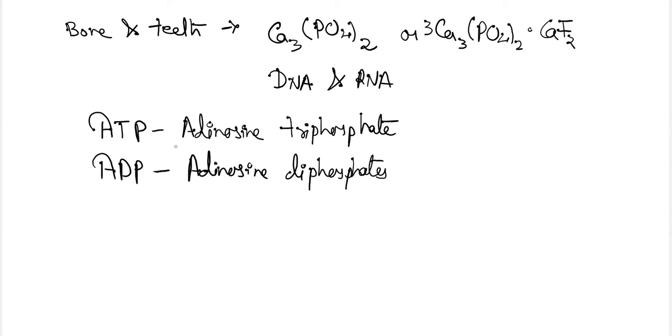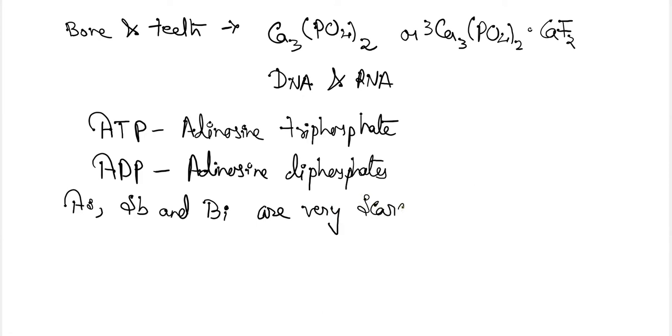The next elements, that is arsenic, antimony and bismuth, are not very abundant. They are very scarce elements, not that abundant, and their important source is sulfide ores.